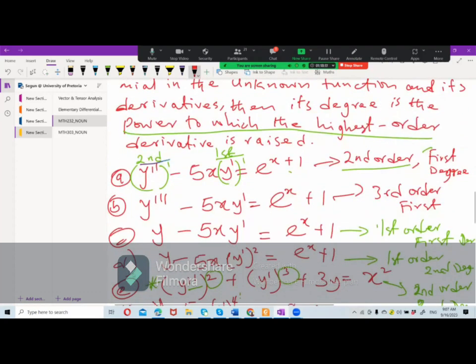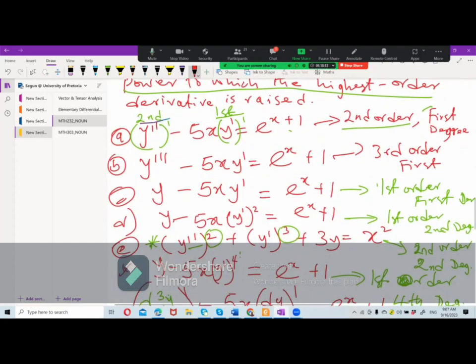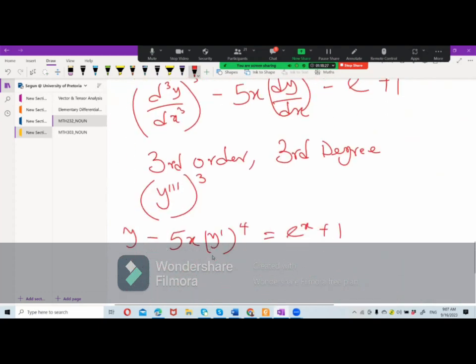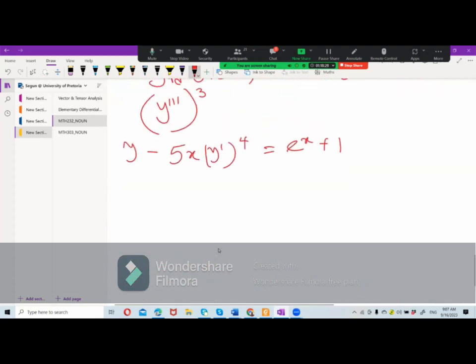This is A, B, C, D, E. This is supposed to be the F. The F, yes. This F. Yes, this one. The one I studied, this one that's bracket, raised to the power of 4. Yes, the power of 4 is the one.